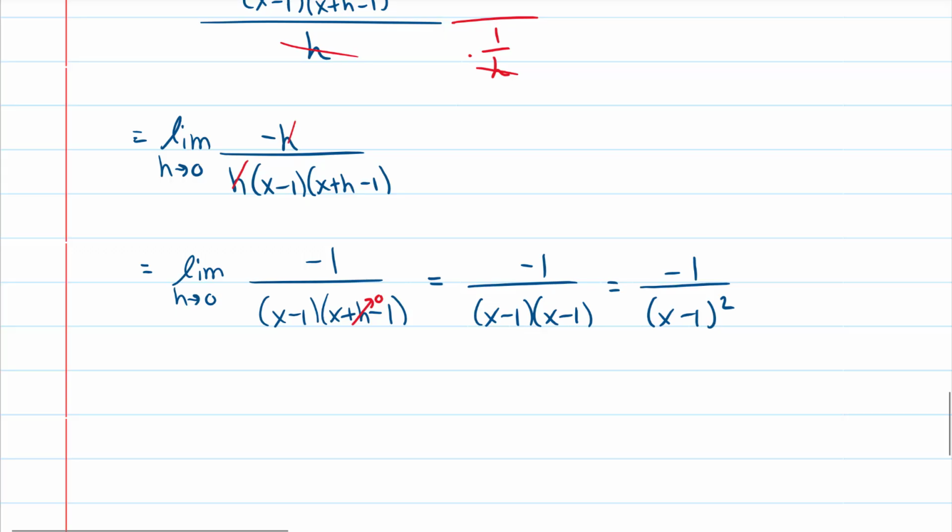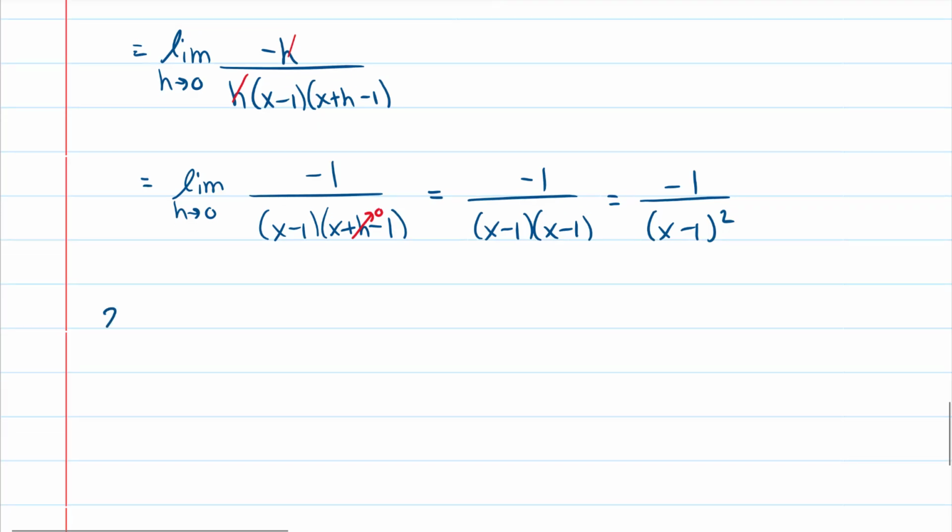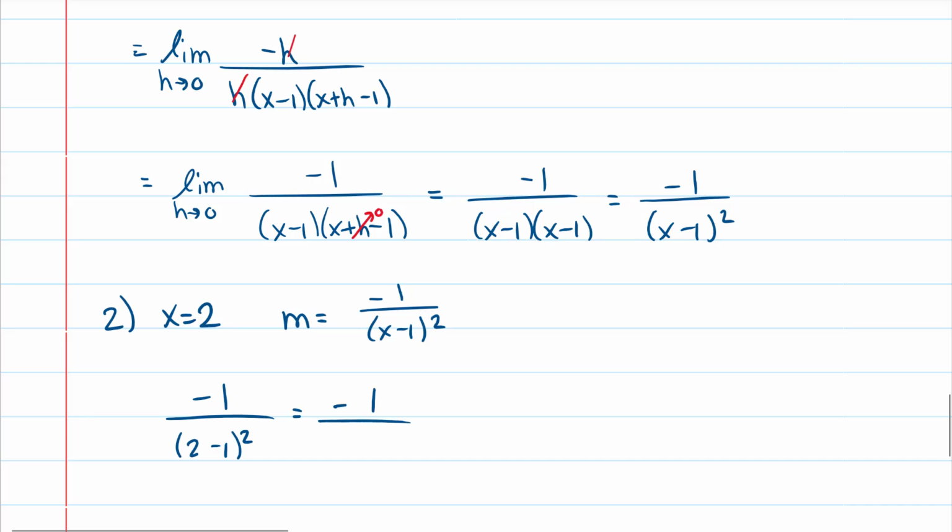So now that I've gotten to that point, I've determined the equation to find the slope of the tangent line at any point for the graph 1 divided by (x minus 1). Now for step 2, all I have to do is plug in the x value. So at x equals 2, my equation for slope is negative 1 over (x minus 1) squared. So this becomes negative 1 over (2 minus 1) squared, which is negative 1 over 1 squared, which is just negative 1. So this negative 1 represents m at x equals 2.